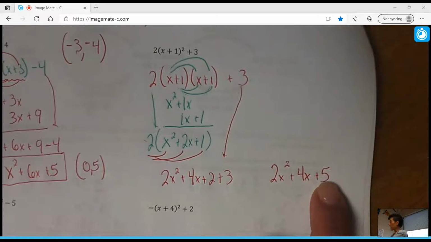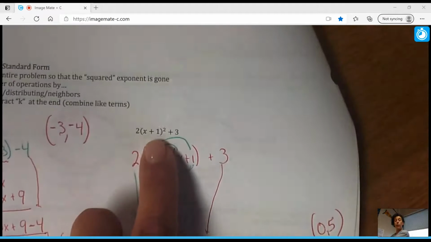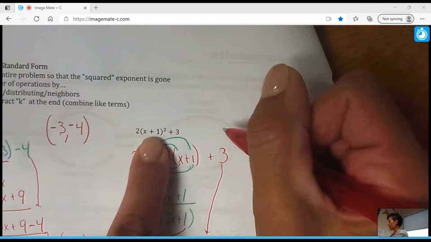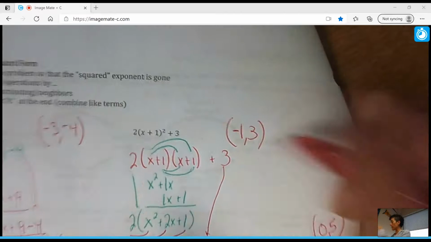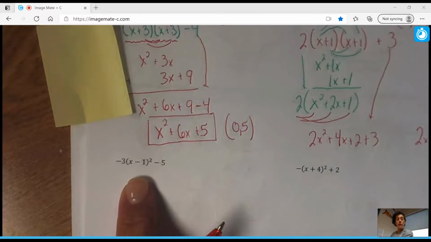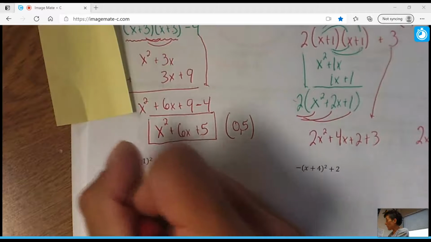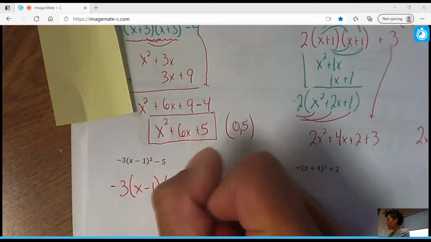So this one's y-intercept is 0, 5. And up here in the vertex, I can see -1 for the opposite in the parentheses, and then 3. And that's my vertex. So let's do one more. So for this one, I'm going to write out that squared, get rid of it. So there's 2x minus 1s.